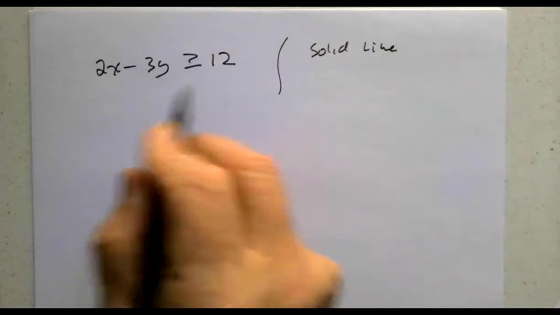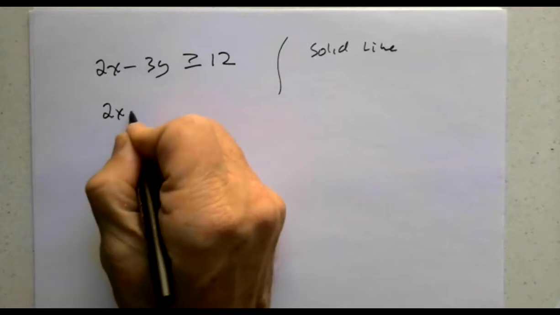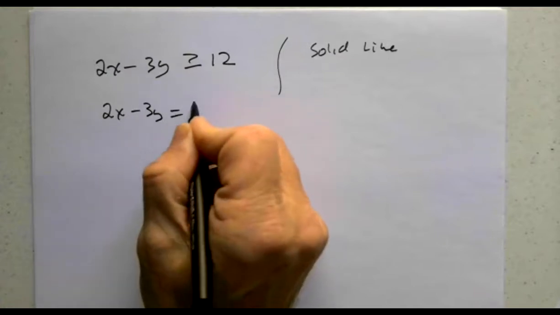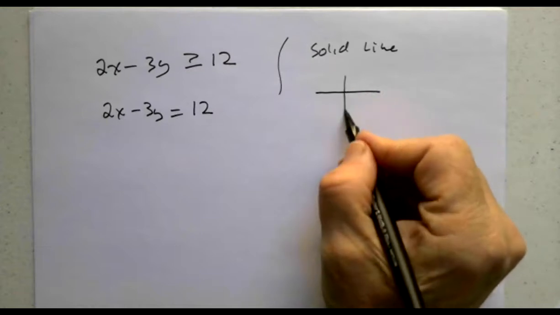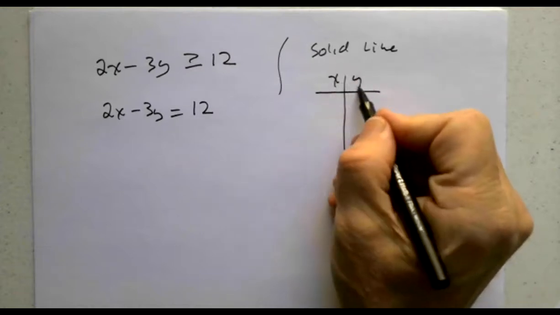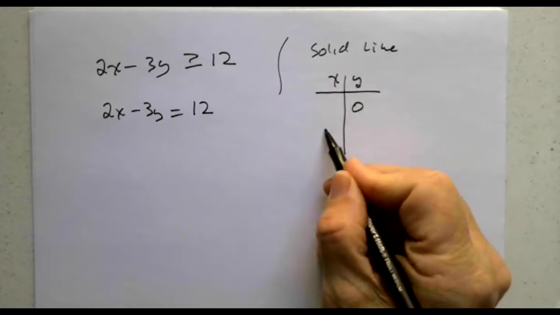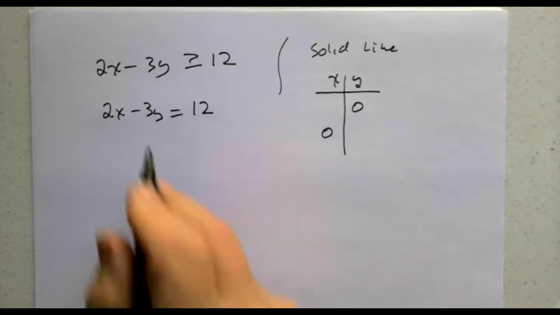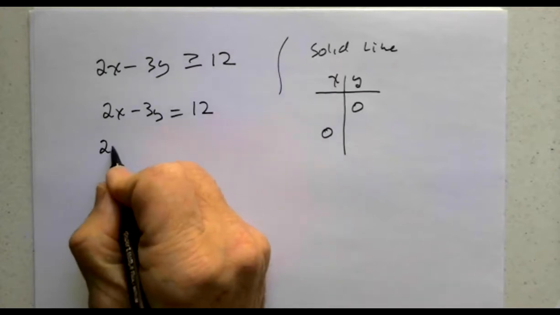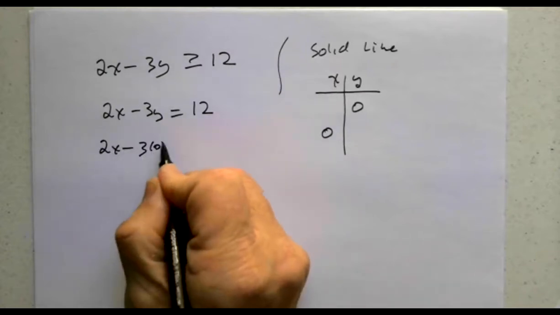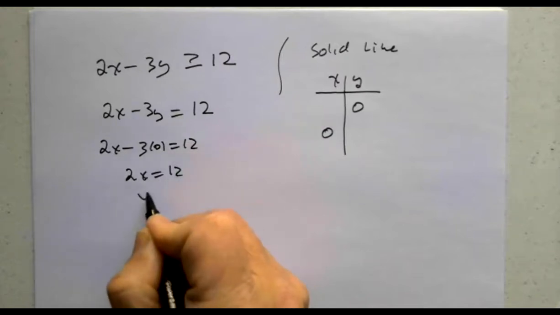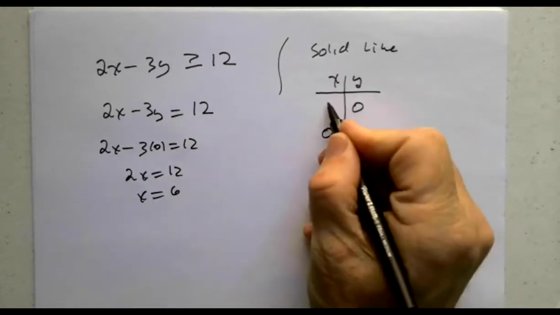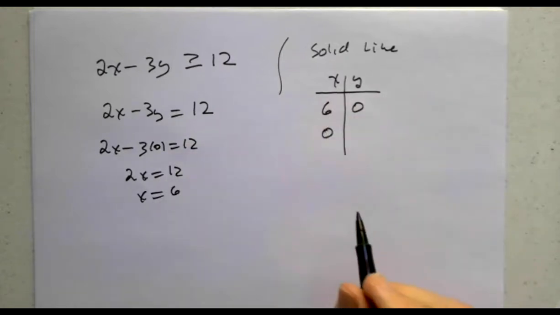Then I'm going to graph 2x minus 3y equals 12 to get a feel for that. And the way I like to do that is with intercepts. If y is 0, what is x? If x is 0, what is y? So if I let y be 0, I get 2x minus 3 times 0 is 12. 2x is 12. Dividing by 2, x is 6. So if y is 0, x is 6.